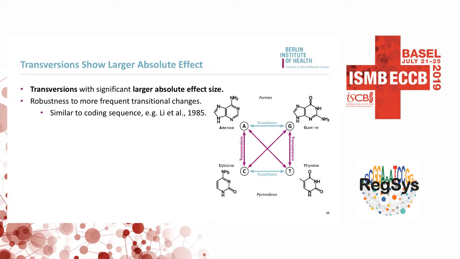What was really interesting is that for codons, going to the coding part, it is known that the codon usage is kind of robust to these frequent transitional changes. The transitions can happen much more often than the transversions, and we see the same thing for our regulatory elements. Transversions have larger effect sizes, so the regulatory elements are more robust to these frequent transitional changes.